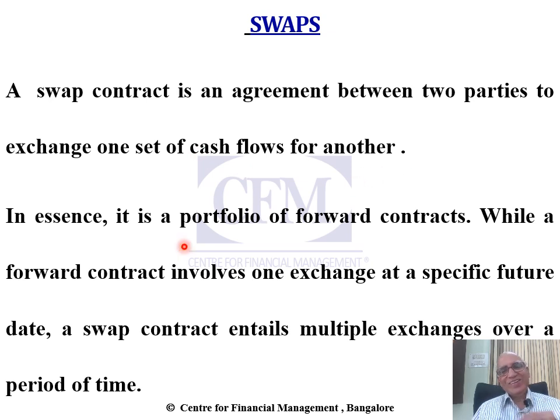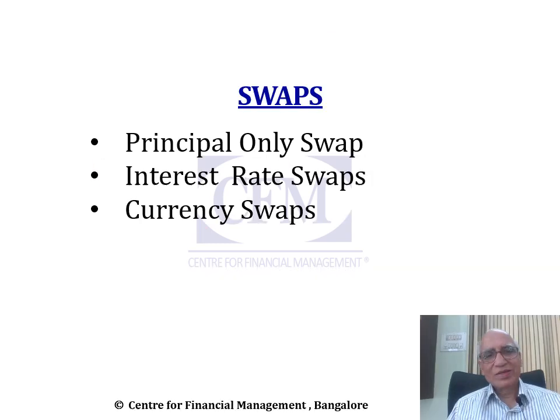A swap contract is an agreement between two parties to exchange one set of cash flows for another. In essence, it is a portfolio of forward contracts. While a forward contract involves one exchange at a specific future date, a swap contract entails multiple exchanges over a period of time. There are three kinds of commonly used swaps: principal-only swap, interest rate swap, and currency swap.